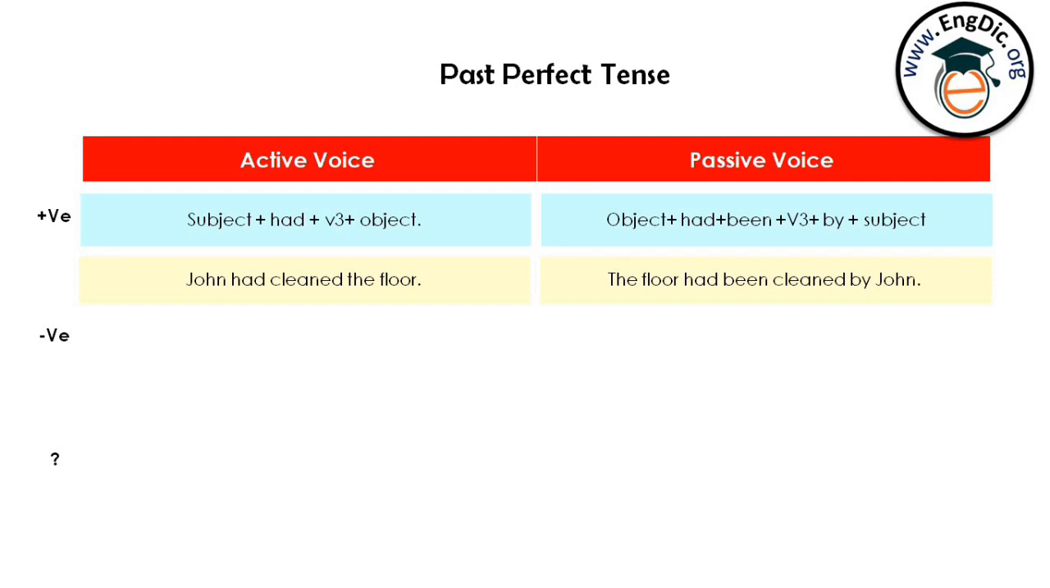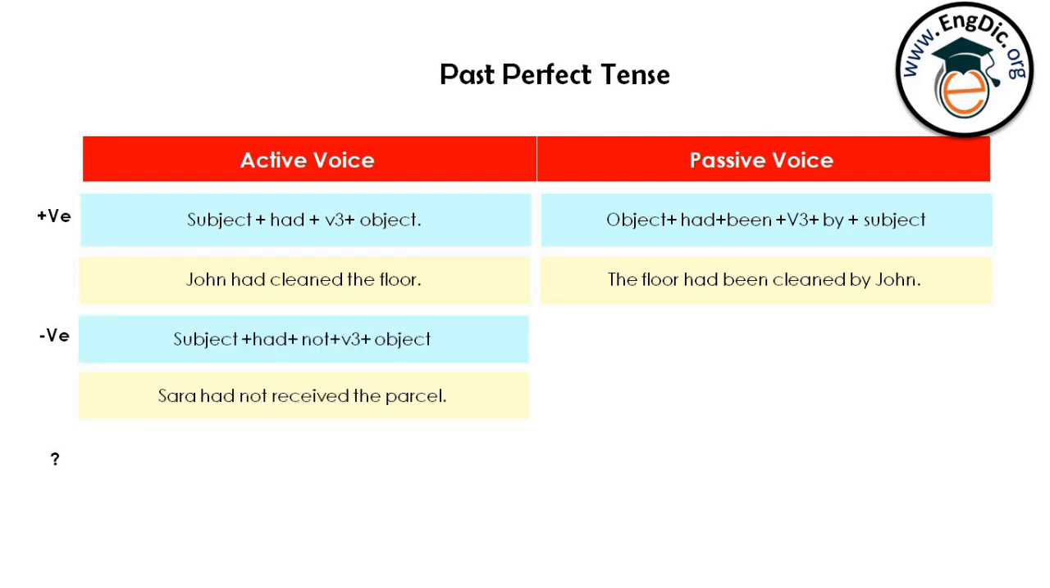Now moving towards the formation of a negative sentence in active voice. We have to put subject, then had, yes, then not, and then the third form of verb, and then the object. For example, Sarah had not received the parcel.